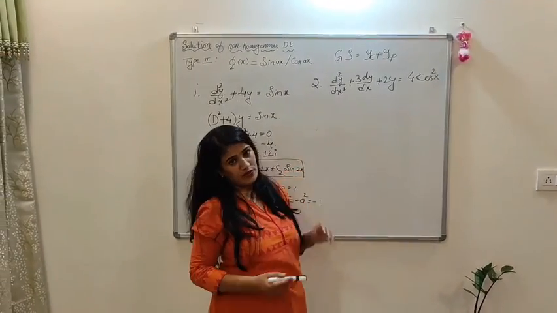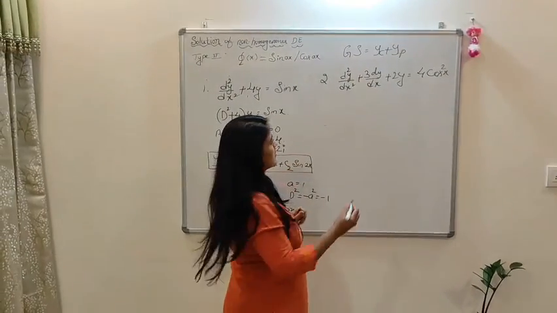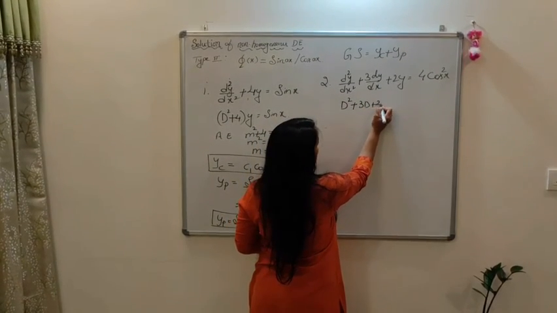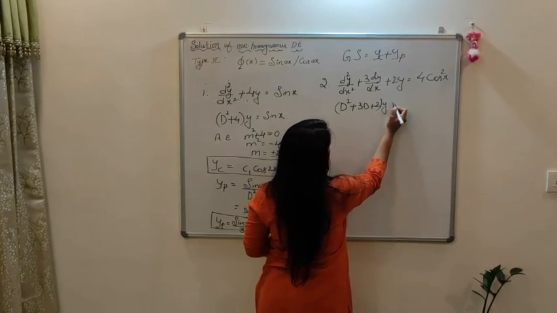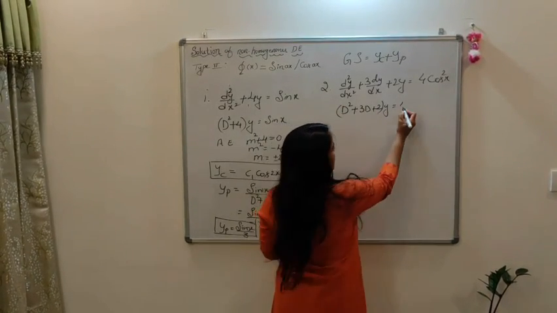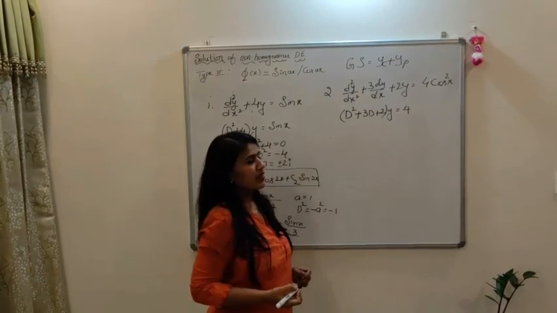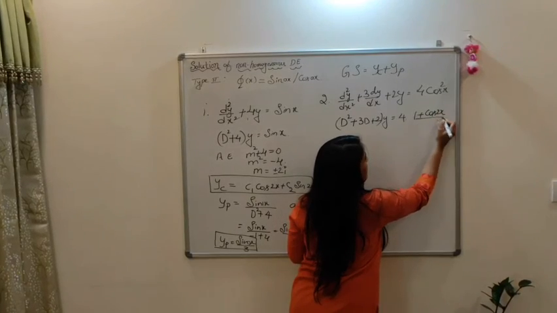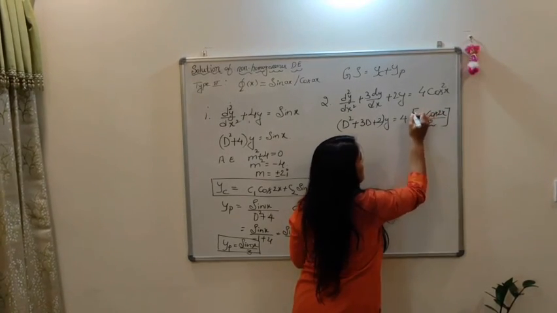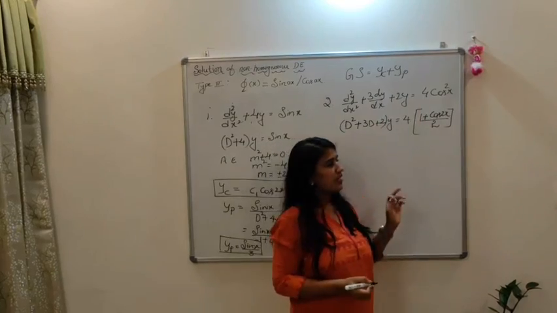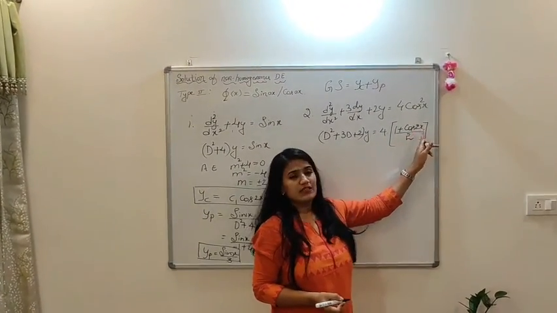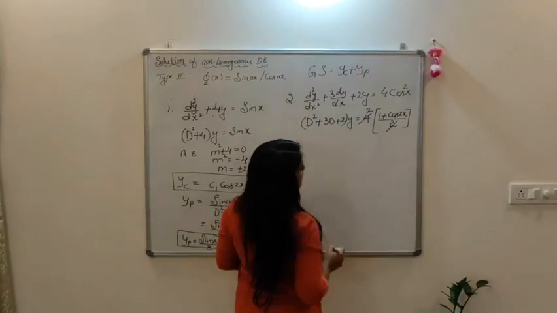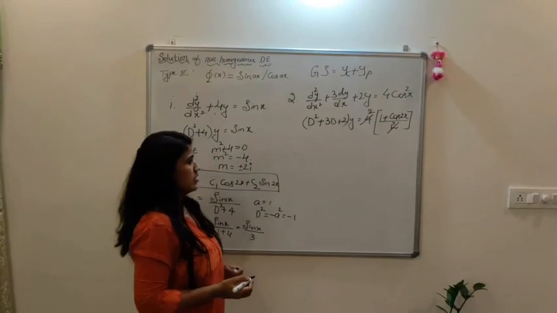So by using the formula, first I do the yc part. The equation is D square plus 3D plus 2 of y equal to 4 cos square x. Here I will write it as 4 into the cos square x formula, 1 plus cos 2x divided by 2. Have you got it? We should remove the cos square, that's why I use the formula 1 plus cos 2x divided by 2. So 2 twos are 4, so you have 2 of 1 plus cos 2x.